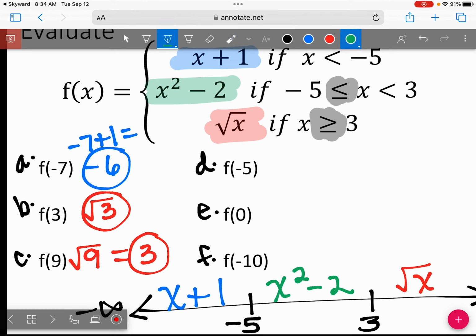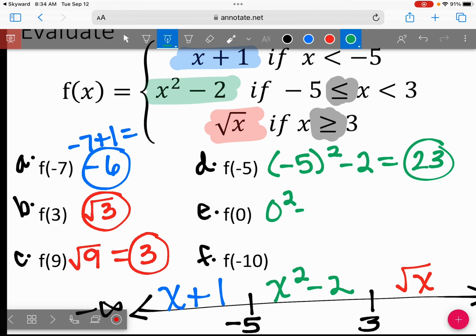So let's say negative 5 squared minus 2, which would be 25 minus 2, which is 23. All right, 0. 0 would be in between negative 5 and 3, so that's still the green function, so that would be 0 squared minus 2, which is negative 2.